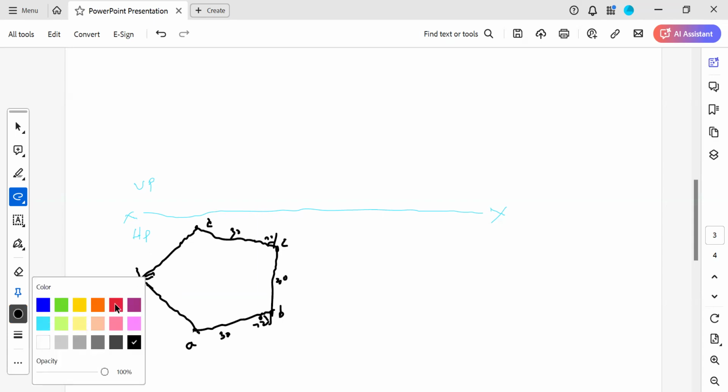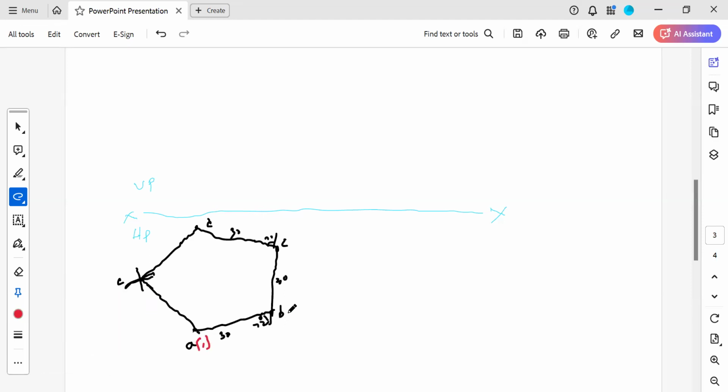Now, the pentagonal prism has two bases. Suppose this is the top face, then the bottom face will be 1. This is 2.